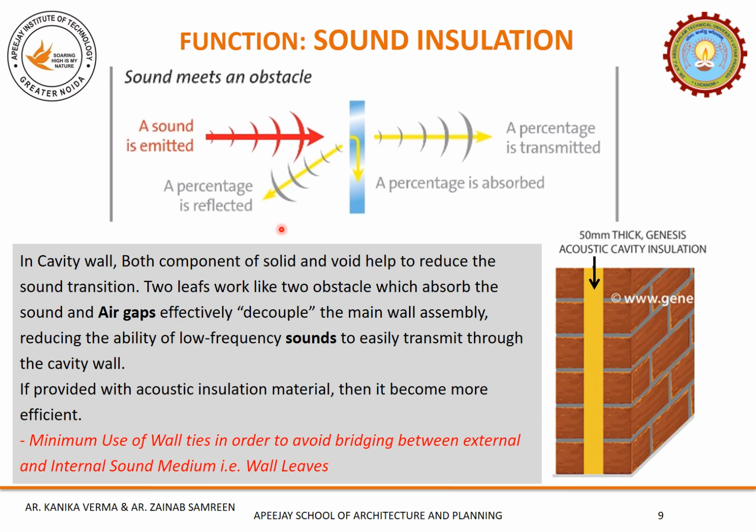First of all, the two leaves work like two obstacles which absorb the sound, and then air gaps effectively decouple the main wall assembly, or you can say it acts as a cushion for absorbing sound, and this reduces the ability of low frequency sounds to easily transmit through the cavity wall. We can also provide acoustic insulating material, and then it becomes more efficient also.